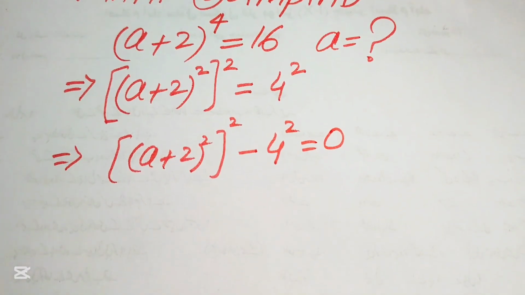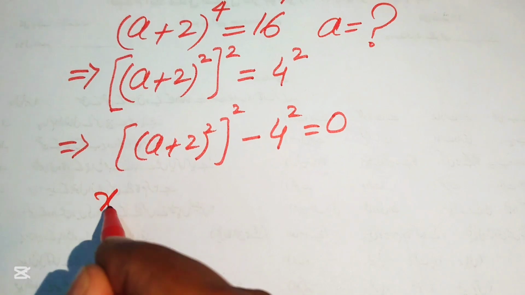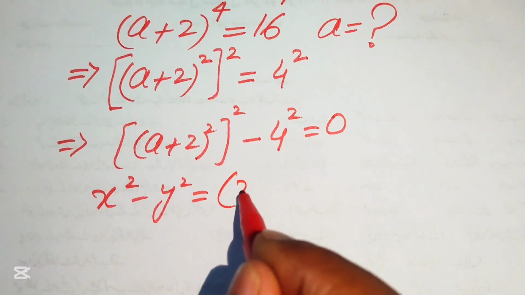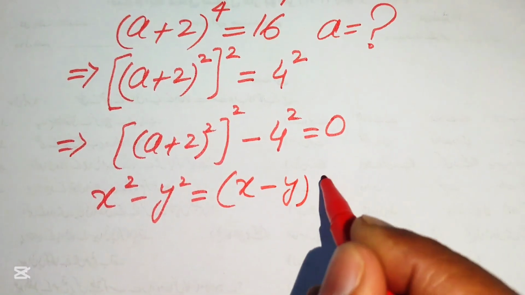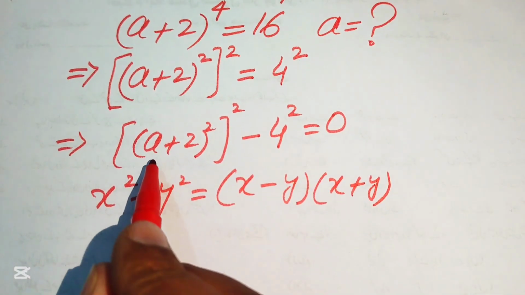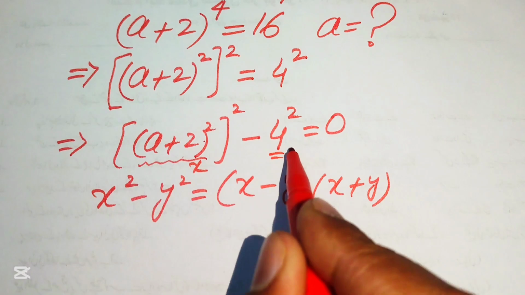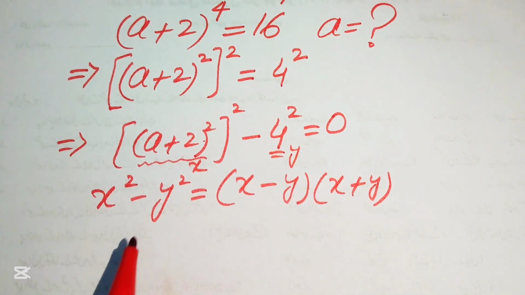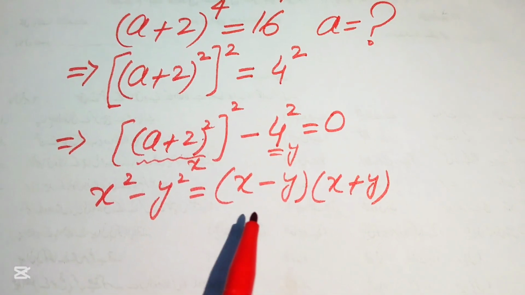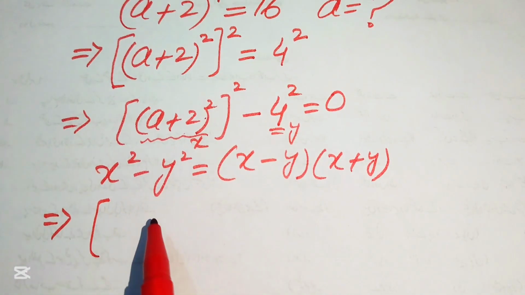equals 0. So here we use the nice algebraic formula. You know that if we have x squared minus y squared, it is equal to (x minus y) times (x plus y). So here our x is (a + 2) squared and our y is 4 only. Now we substitute these values of x and y in the right-hand side of this equation.